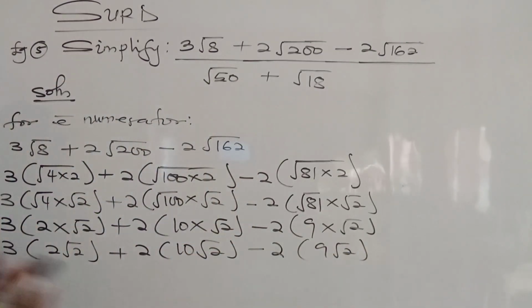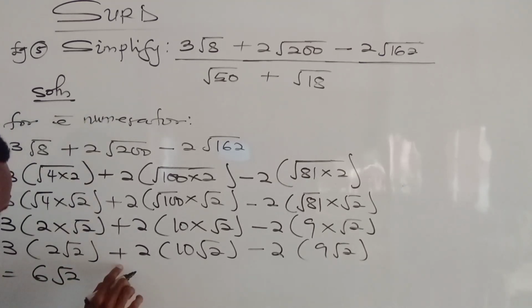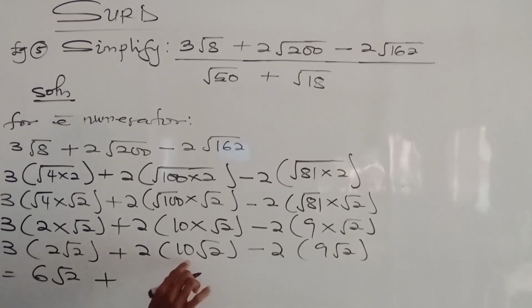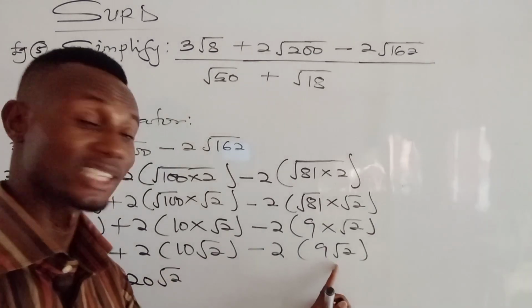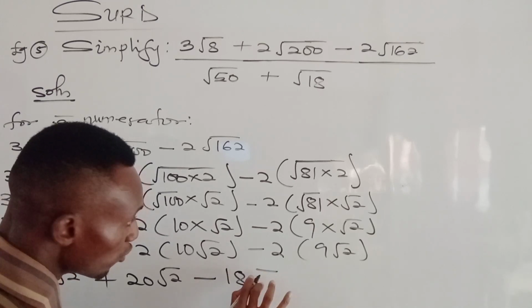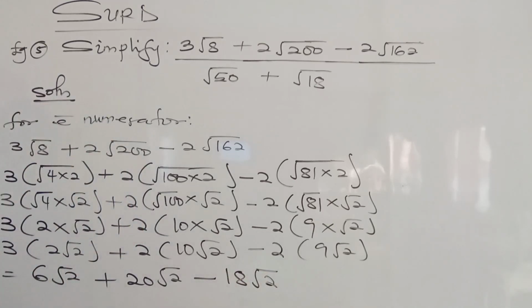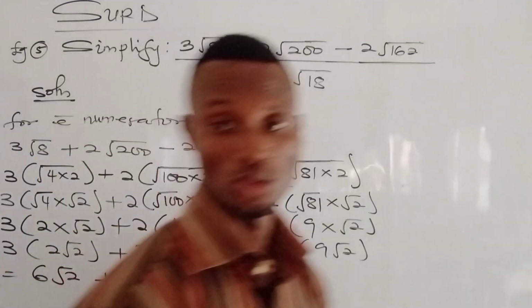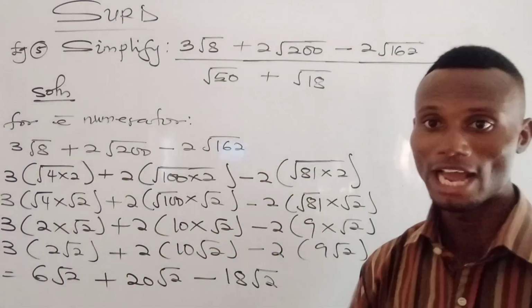Okay, now let's simplify further. 3 times 2 root 2 is going to give me 6 root 2. I hope you agree with me. Then bring your plus, which is here. 2 times 10 root 2 is going to give me 20 root 2. Then minus 2 times 9 root 2 is going to give me minus 18 root 2. I hope you understand up to this point. So we just simplified up to this point.